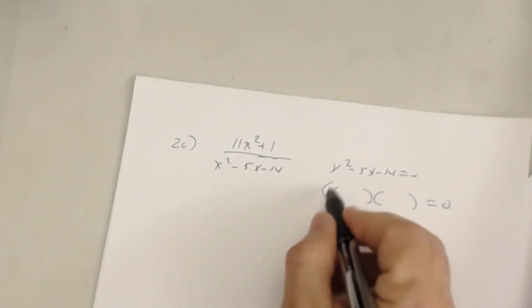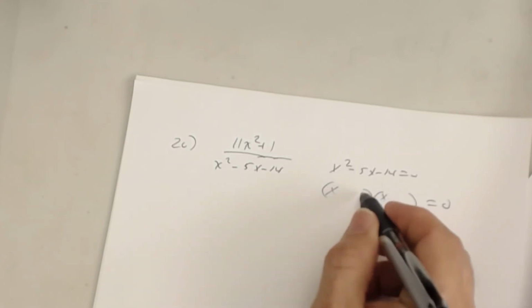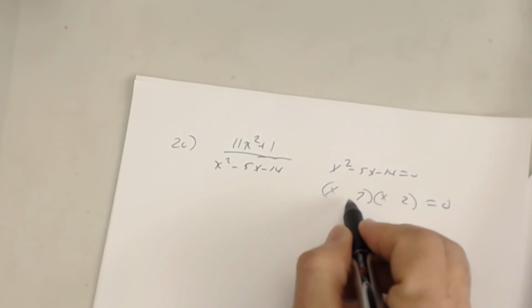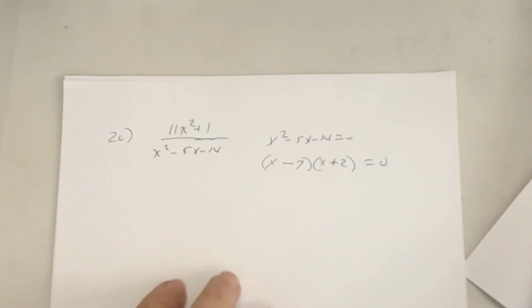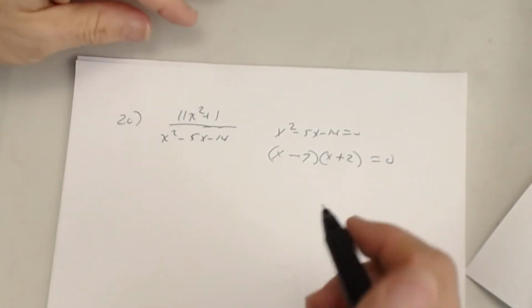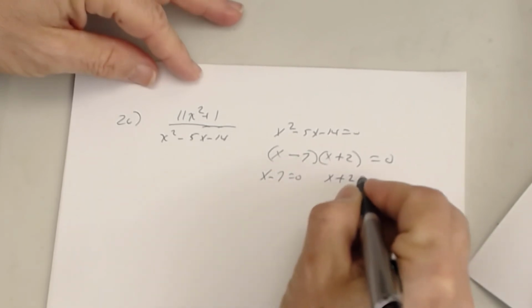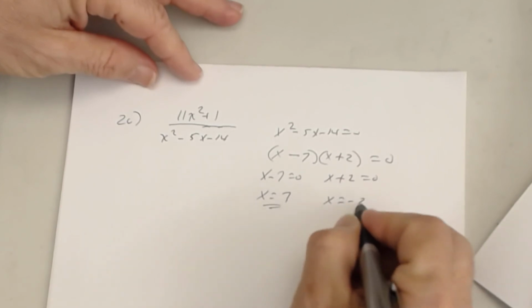All right. So what do you think is going to work? 7 and 2, right? And the 7 is going to be negative. All right. And now you're going to use the zero factor property. So x minus 7 equals 0. x plus 2 equals 0. So what's x? 7 and negative 2.